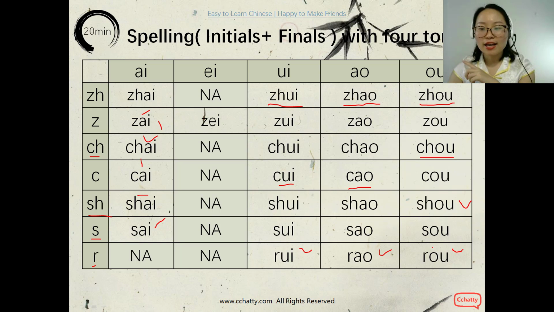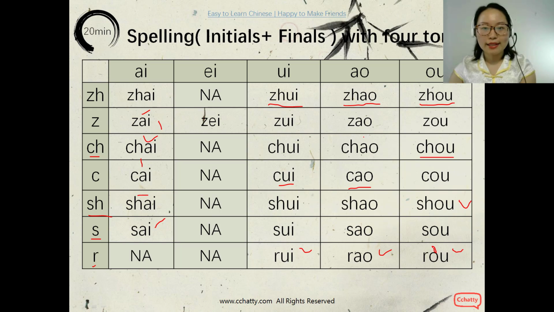If I add the last tone to rou, it's strong and short. Rou, rou means meat. It's a general word for all kinds of meat, like chicken and fish and beef.